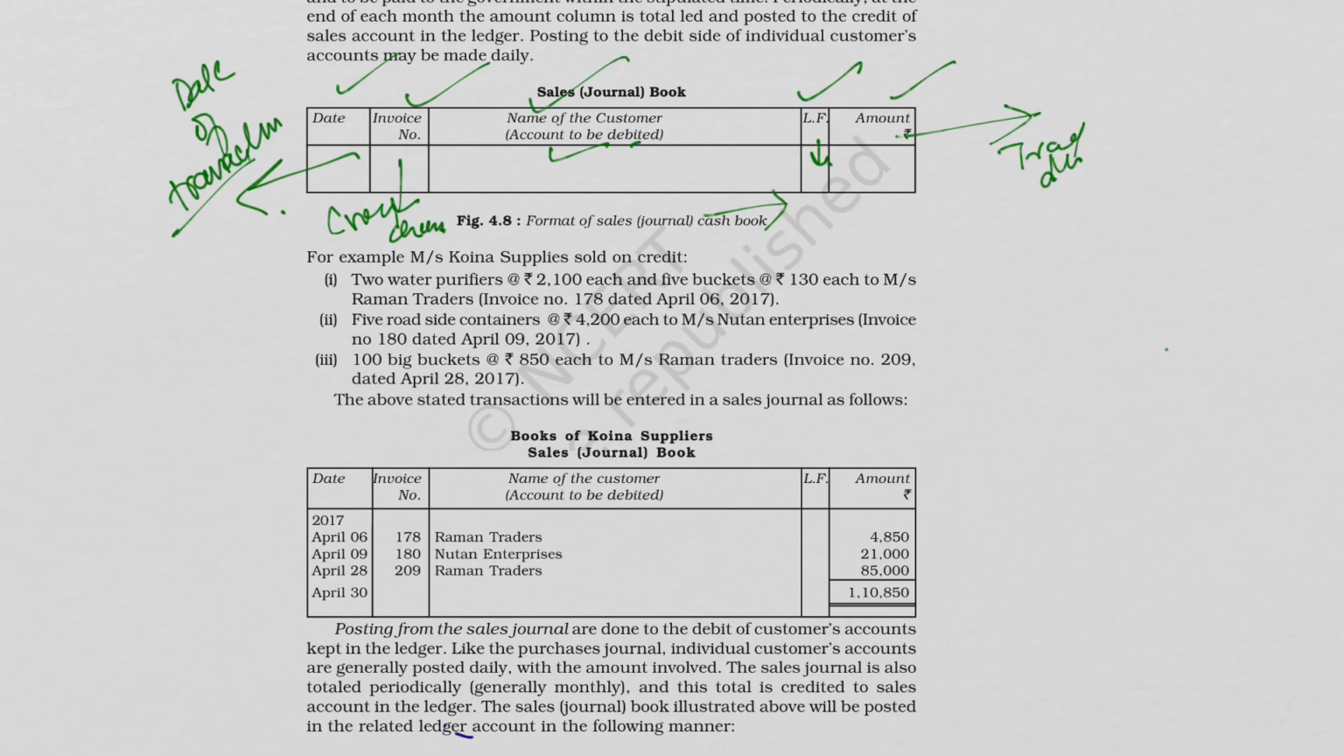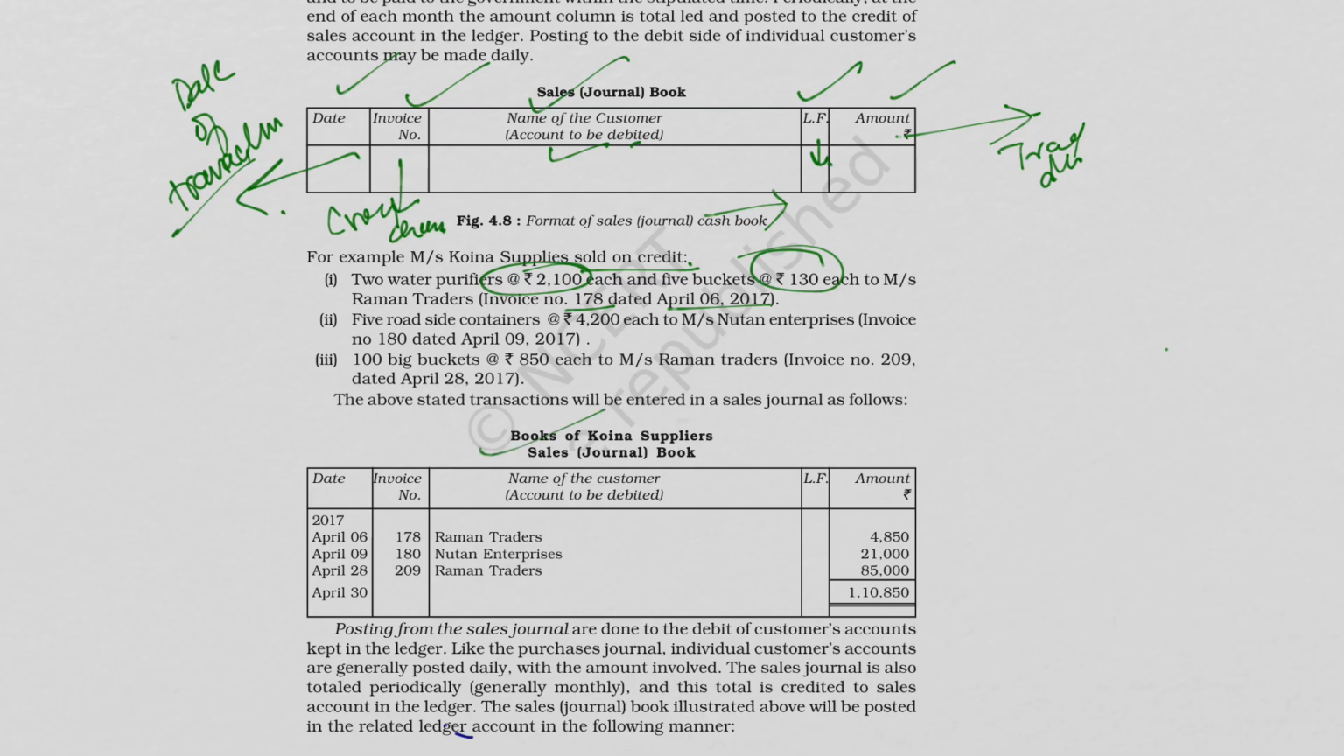Now let us understand how the entries are recorded in sales book. First of all, let's see this example. Mrs. Koina supplies sold on credit 2 water purifiers at the rate of 2100 each and 5 buckets at the rate of 130 each to Messrs. Raman Traders, invoice number 178, dated April 6. So we'll make this sales book.